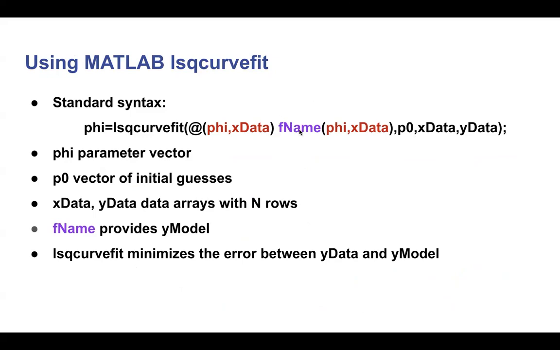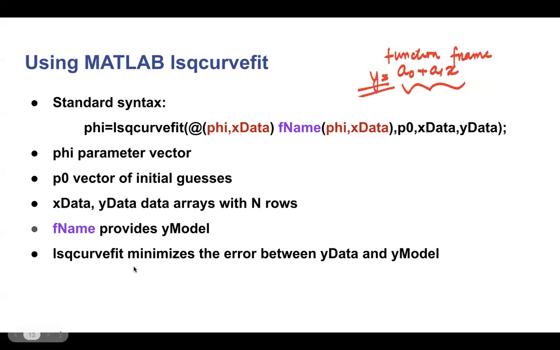So now we'll see what we have to do with this fname. Fname provides a Y model. So for example, if I need to model a function using this formula, A0 plus A1X, this function fname should give me this. This should be the output. Okay, it should give me the model function itself.